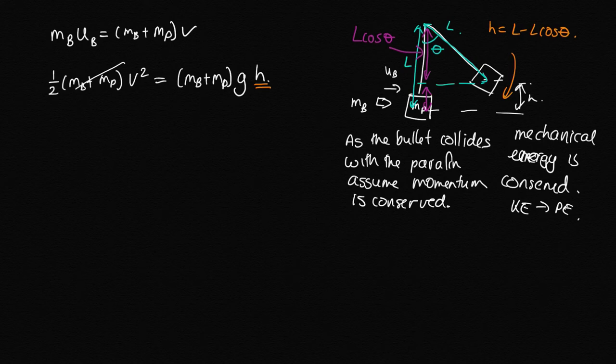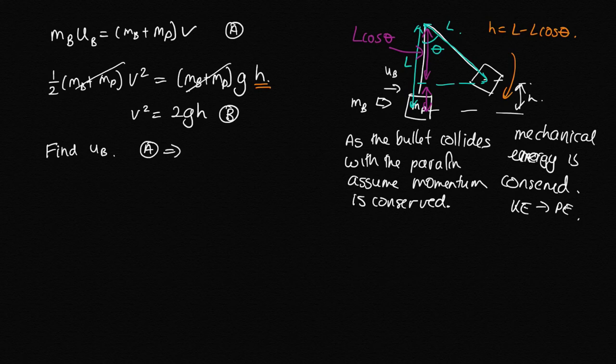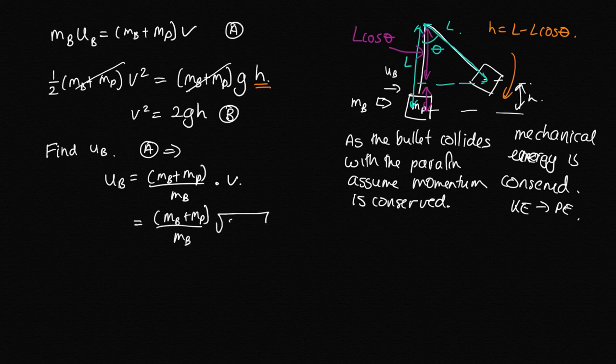But what we can see is this will cancel off nicely. So we've got V squared is equal to 2gh, just rearranging this second equation here. And what we're trying to find is the initial speed of the bullet. So we want to find u_B. Okay, so let's call this one equation A, and we'll call this one equation B. So equation A, we can rearrange and we can write, well, u_B is equal to (m_B plus m_P) over m_B times V. And then in equation B, we've worked out what V squared is, so we can just substitute in the square root of that for V. So this is equal to (m_B plus m_P) over m_B times the square root of 2gh. So that was sub in B.